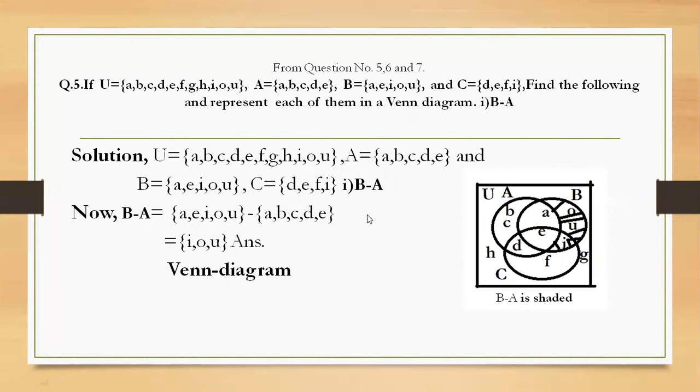Look, I want to tell you, children, look here. In question number 5, all the Venn diagrams will be the same because the sets are the same. In all questions, the Venn diagram will be the same. But what will be different? The shaded portion will be different, because the answers of the questions will be different. But the Venn diagram will be the same.